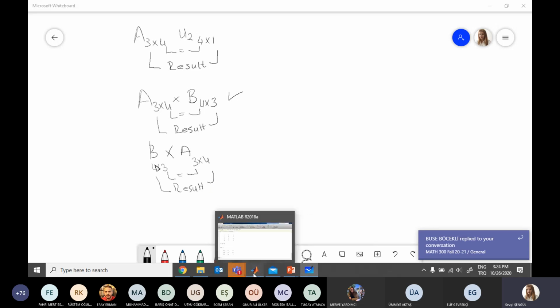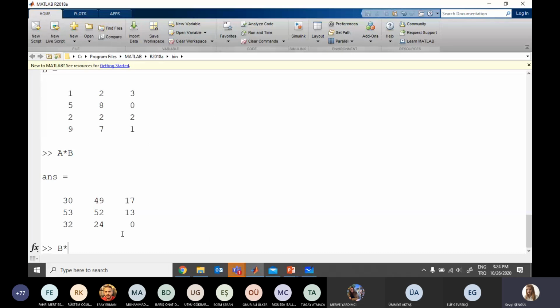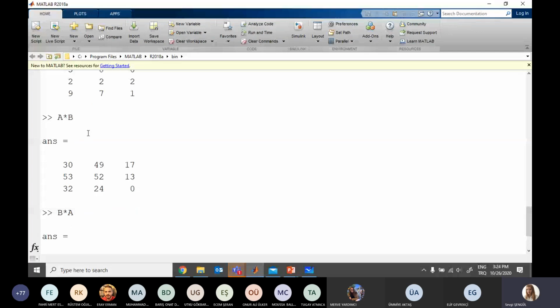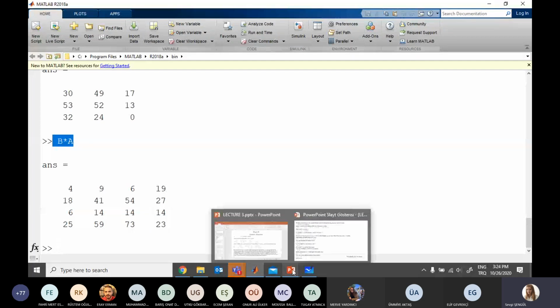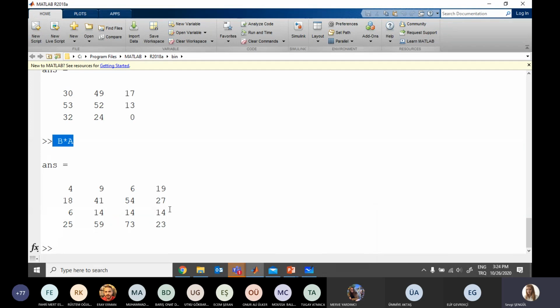So as you can see, A times B is not equal to B times A. And most of the time you cannot even multiply it. Make sure that the sizes match each other to be able to do these calculations. Okay? So this is what I wanted to tell you.